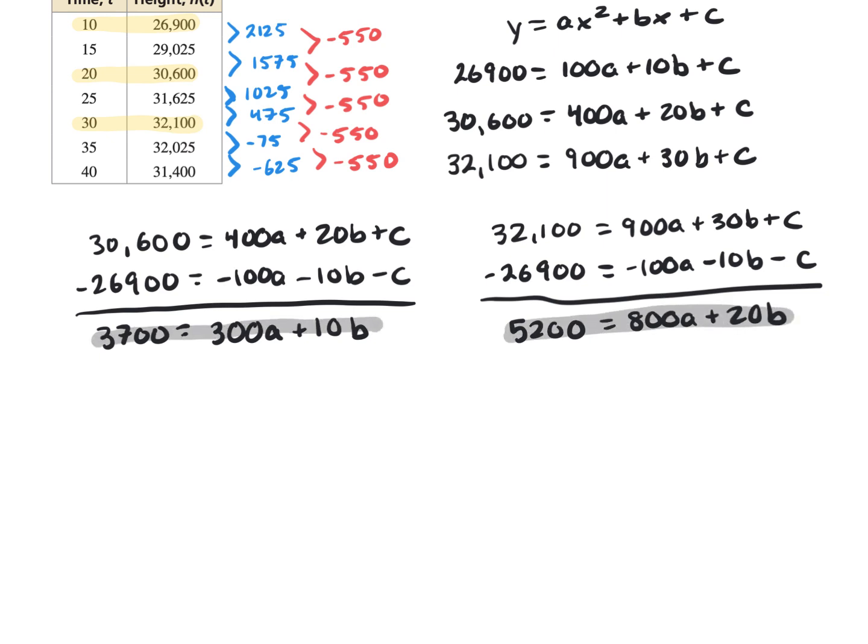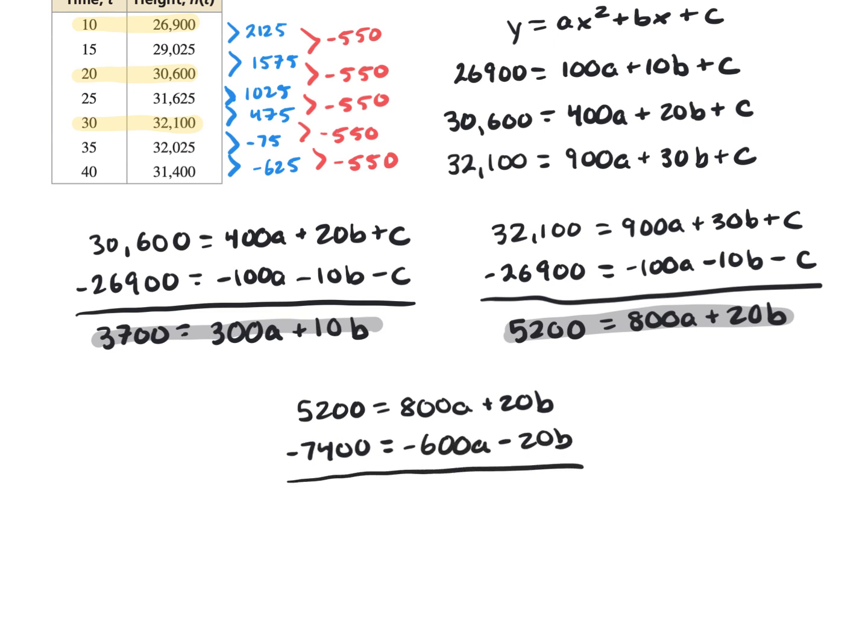I'm going to use elimination again. I'll put that second equation on top. And then I'm going to multiply this equation by -2, so my b's will cancel out. So we get -7,400 equals -600a minus 20b. So we get -2,200 equals 200a. So we get a equals -11.